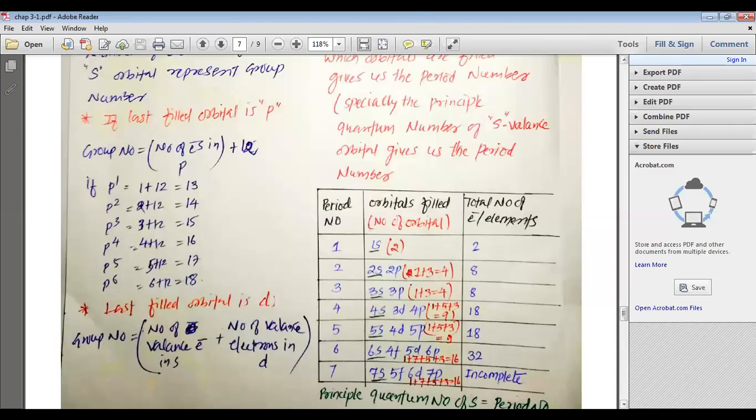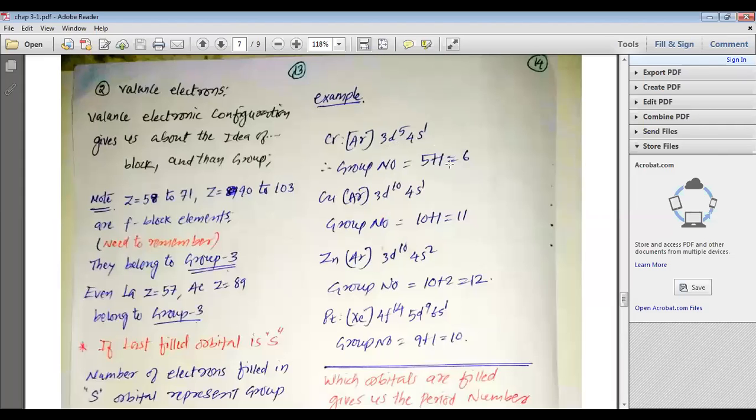Now if the last filled electron goes into the d orbital, then the group number would be the number of valence electrons in the s orbital plus the number of valence electrons in the d orbital. We can easily understand this by looking at examples. Like for chromium, argon 3d5 4s1, the total number of valence electrons in d and s is 5 plus 1, that is 6. So the group number is 6.